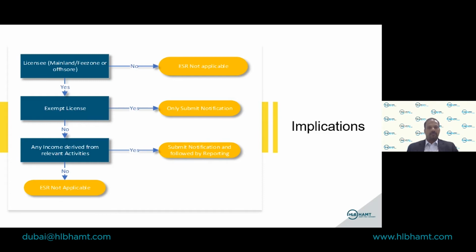But if there is no relevant activity conducted for the last year or for the assessment year, you are again out of the ESR, and ESR is not applicable, which means you don't even need to notify. Notification is mandatory only for the licensee who conducts either a relevant activity or an exempt license category. So those categories come under either notification or both.